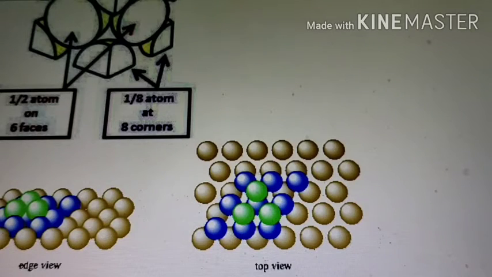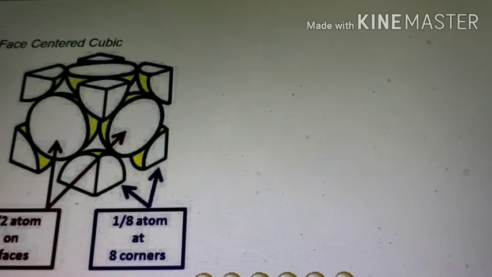In face-centered cubic structure, in each corner 1/8 of the atom is projecting inside, and in each face half of the atom is projecting inside, and therefore on all 6 faces there will be half an atom. 6 into 1/2 is 3. 3 plus the corner atoms 1, so 3 plus 1 is 4.